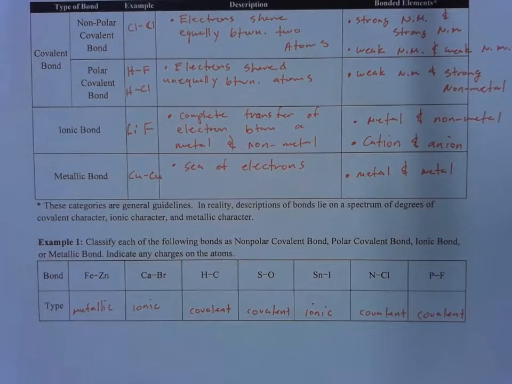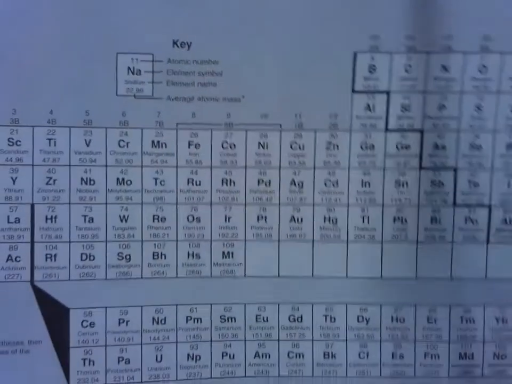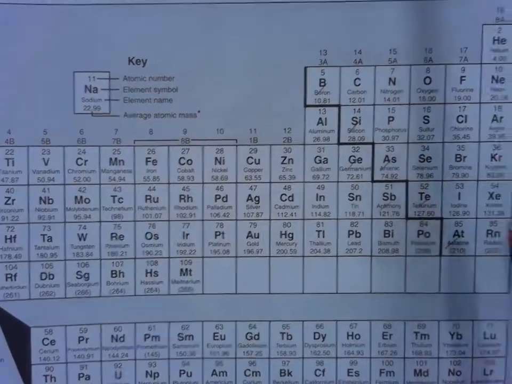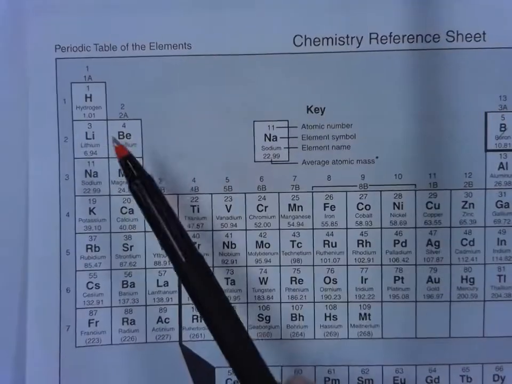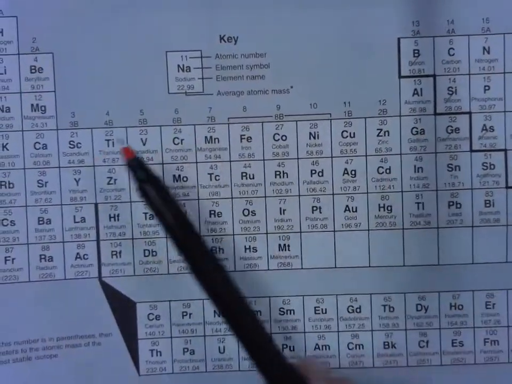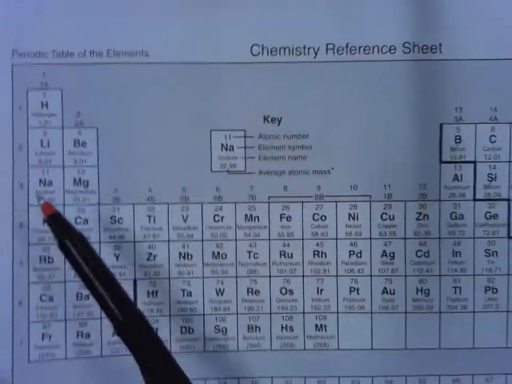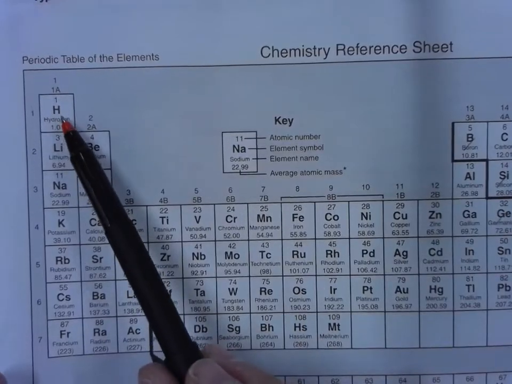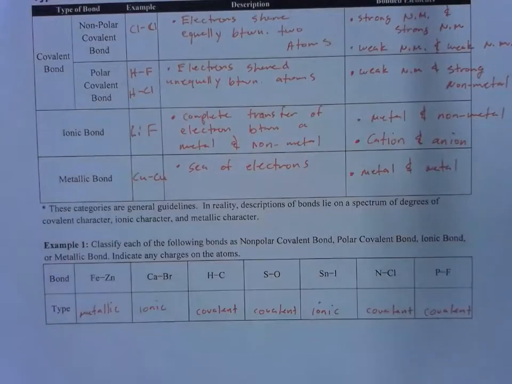Now, quick little reminder, if you're asking, well, how do you know that these are metals and these are nonmetals? First of all, you shouldn't be, because we covered that already, but if you are, just remember that everything on the right of the staircase here, and hydrogen, and only hydrogen, is a nonmetal. Okay? Everything on the left of the staircase is a metal, except for hydrogen. Hydrogen is a nonmetal. Okay, so let's go back through these then.